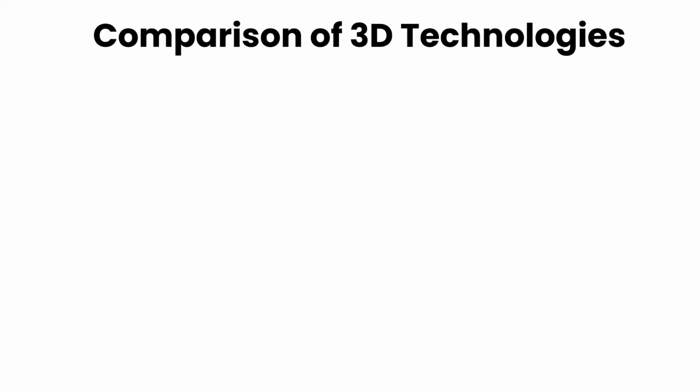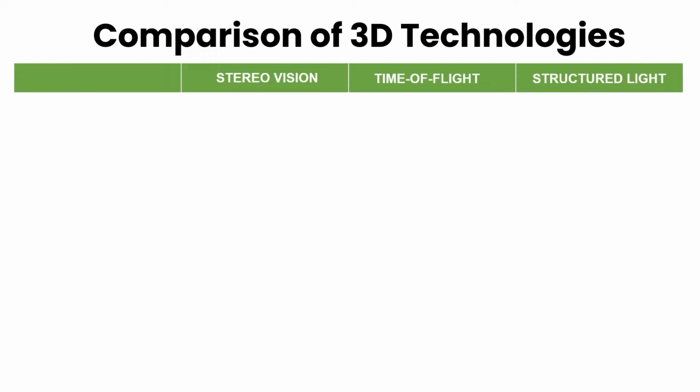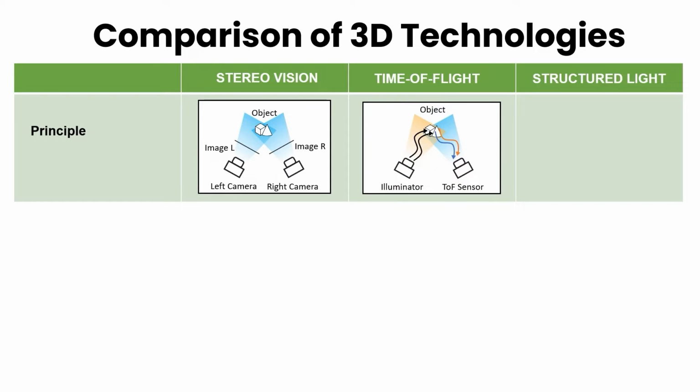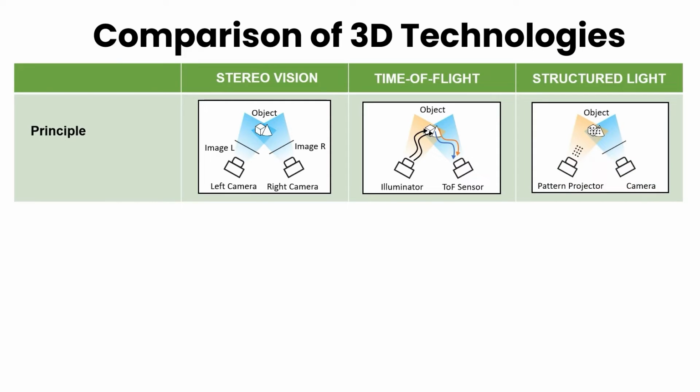Let us now do a quick comparison of various depth mapping technologies available in the market, which are stereo vision, structured light, and time of flight. Let us start with the working principle. Stereo vision works by comparing disparities in images from two 2D sensors, whereas a time of flight camera measures depth based on the time taken by light from the source to travel to the target object. In structured light, depth is calculated by analyzing distortions of illuminated patterns on the 3D surface.